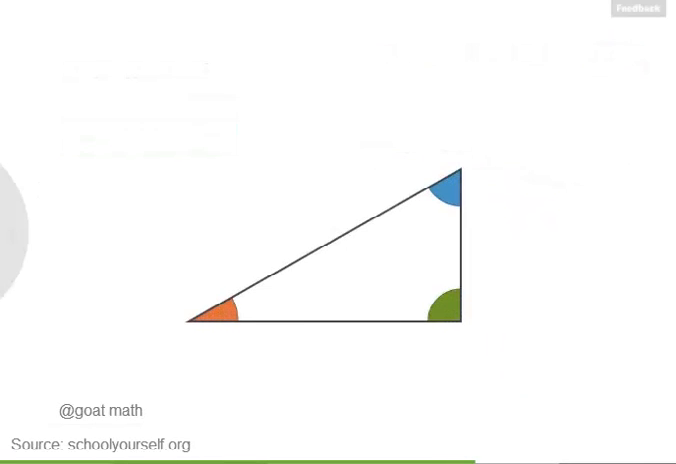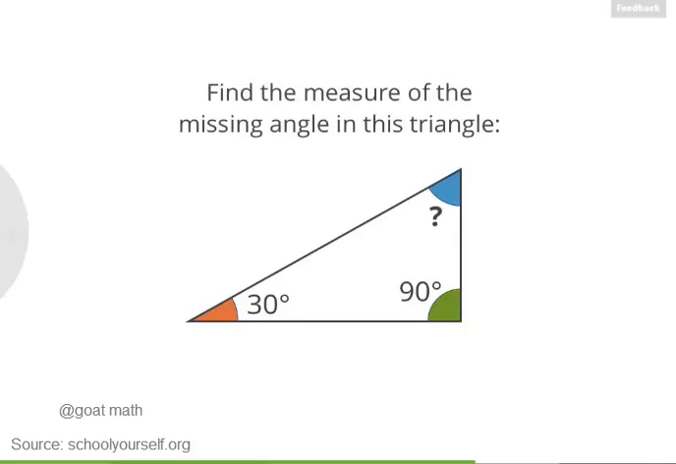Okay, next question. Here's a triangle, and let's say this angle is 30 degrees, and this angle over here is 90 degrees. Using the fact that the angles in every triangle add up to 180 degrees, find the measure of this blue angle up here. Nicely done! The three angles in this triangle must add up to 180 degrees, which means this angle has to be 60 degrees.